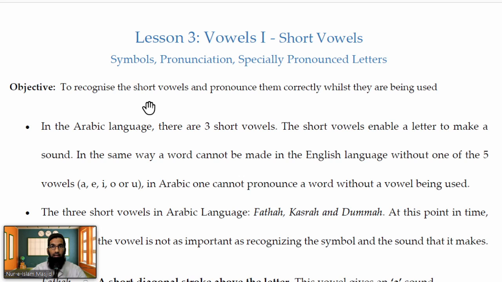Tha, thi, thu, ra, ri, ru, za, zi, zu, sa, si, su, sha, shi, shu, and then sa.